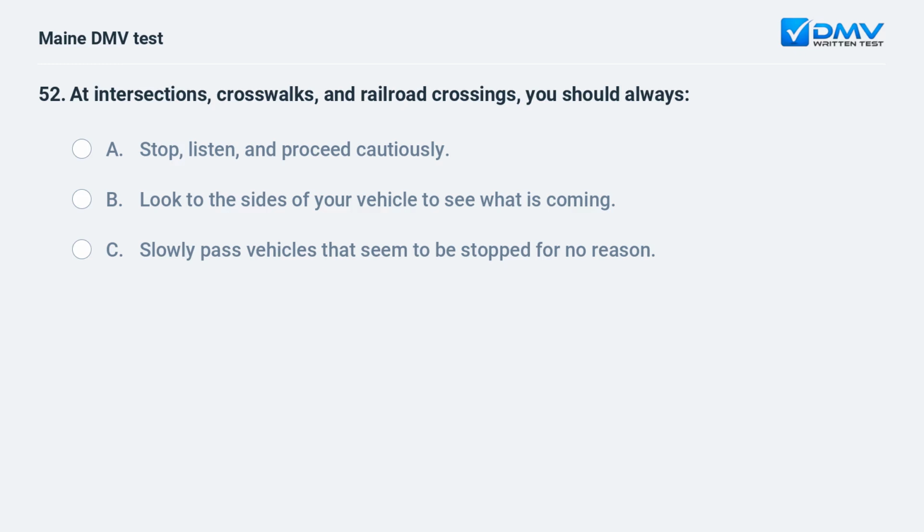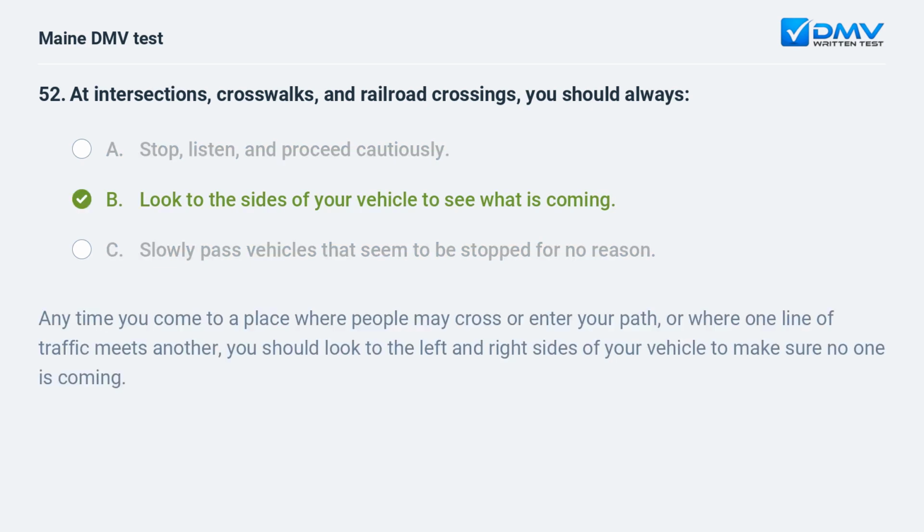At intersections, crosswalks, and railroad crossings, you should always A. stop, listen, and proceed cautiously. B. look to the sides of your vehicle to see what is coming. C. slowly pass vehicles that seem to be stopped for no reason. B. look to the sides of your vehicle to see what is coming.